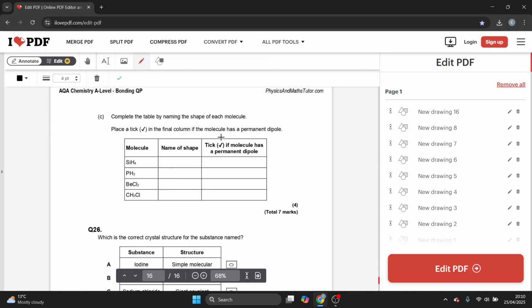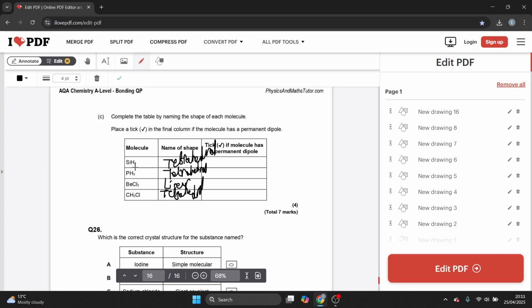Place a tick in the final column if the molecule has a permanent dipole. SiH4, tetrahedral. PH3, tetrahedral, or you could say pyramidal. BeCl2, that's definitely linear, and this one, again, you could say tetrahedral. It's just distorted tetrahedral, but you don't need to say that.